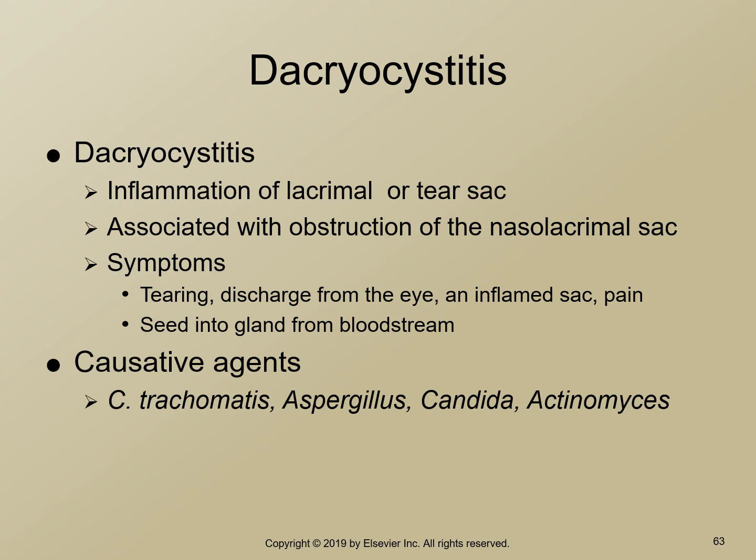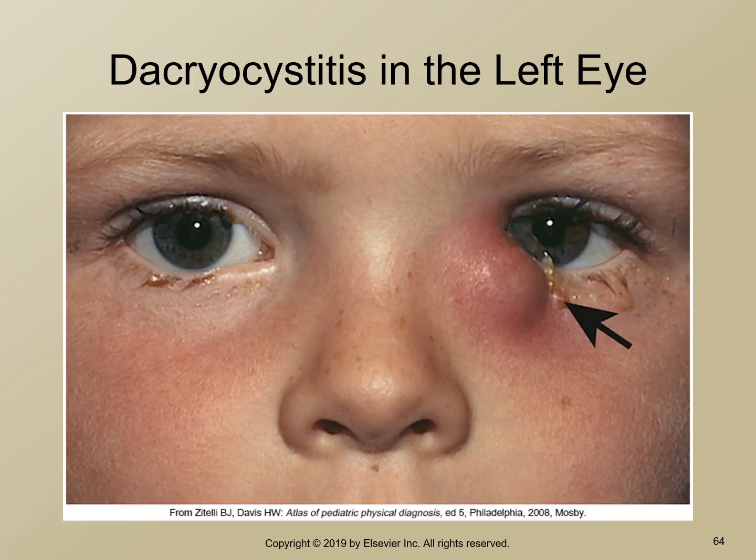Inflammation of the lacrimal or tear sac is known as dacryocystitis, and it's the most common infection of the lacrimal apparatus. Infections are usually seen in infants and are associated with obstruction of the nasolacrimal sac. Symptoms associated with this infection include tearing, discharge from the eye, an inflamed sac, and also pain. The causative agents of dacryocystitis include Chlamydia trachomatis, Aspergillus, Candida, and Actinomyces. This figure shows a child with dacryocystitis in the left eye.